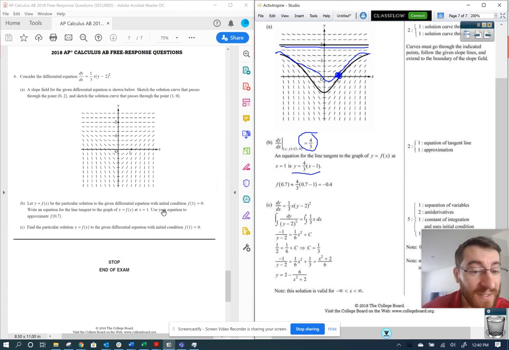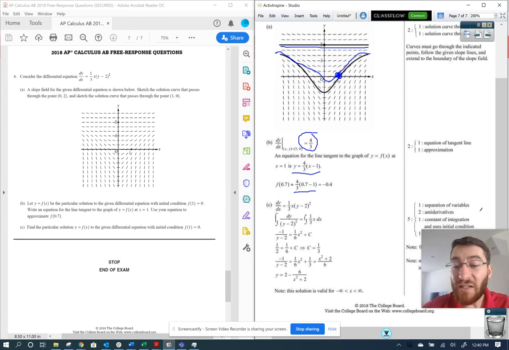Oh, and then we have a tangent approximation. We just went over this in day 3. So that's where you plug in that 0.7 in for x, and you just get an approximation. And this one did not ask you to justify if this is an underestimate or an overestimate, but we know that has to do with concavity, concave up or concave down.